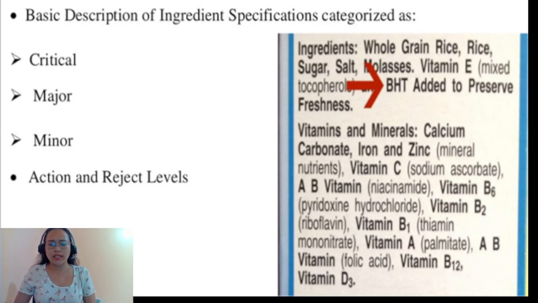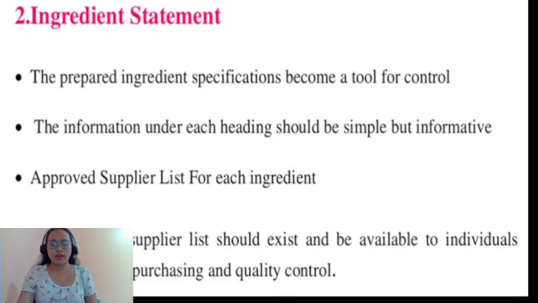Here we can see the red arrow stating that BHT is added to preserve freshness. So there's a real ingredient specification, but we can also see it when we are buying a food product, as in the right picture. Second is the ingredient statement. The prepared ingredient specifications become a tool for control. The information under each heading should be simple but informative.